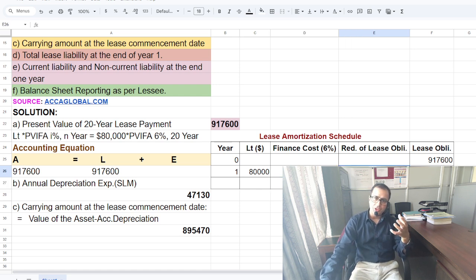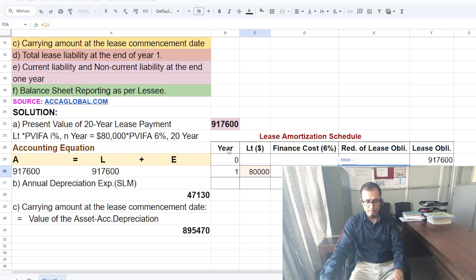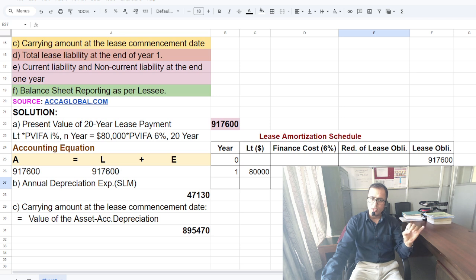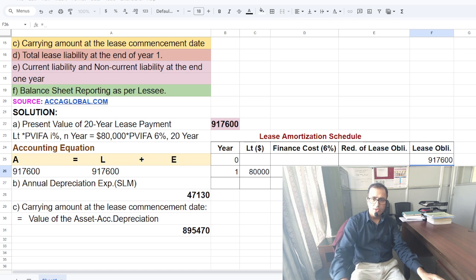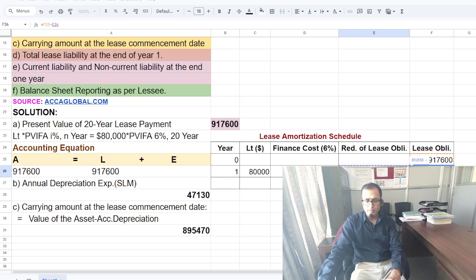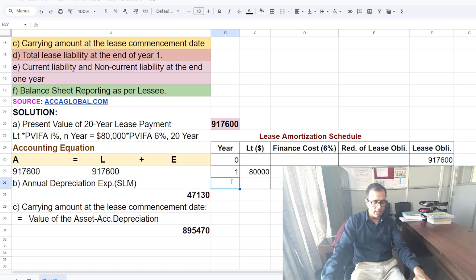And what about the reduction of the lease obligation? Remember, lease payment means finance cost plus reduction of lease obligation. This is similar to a loan amortization schedule, right? Then this value minus this, so that is 24,944. Now what about the lease obligation at the end of the 1 year? Lease obligation at the end of the 1 year means this value minus this. Okay, that is 8,92,656.